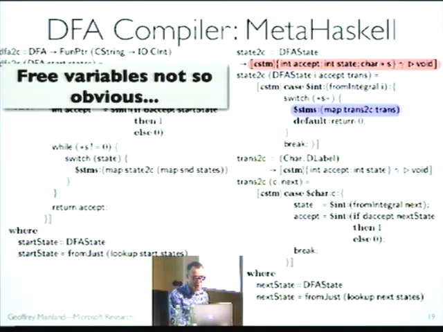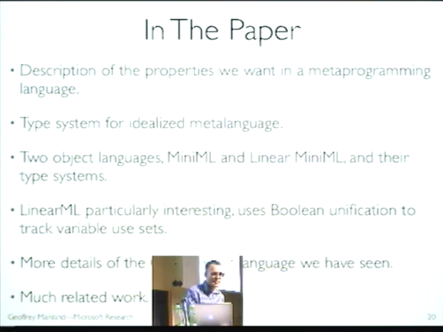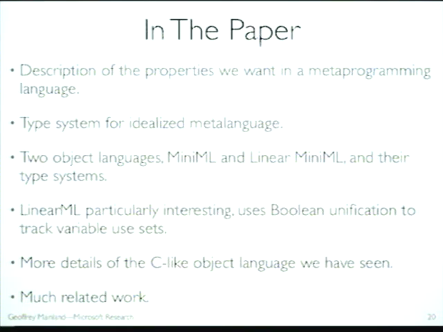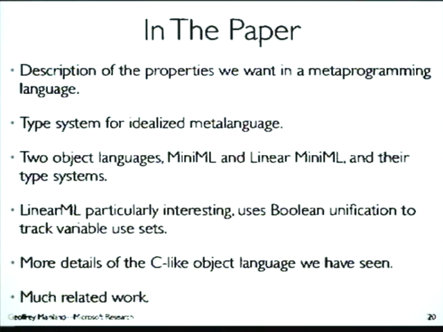So there are a lot more details in the paper about this. I have described the properties we want from the metaprogramming system in the paper. I haven't gone into it here. There's a type system for an idealized meta language. So I made a conscious decision to not show any typing rules here. I don't know if that's correct or not, but I was experimenting. Let me know if it was a miserable failure.